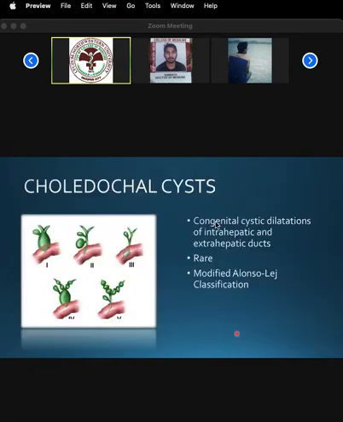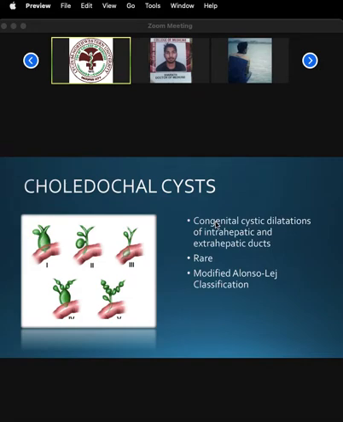Then we have your choledochal cysts, or these are congenital cystic dilatations of the intrahepatic and extrahepatic bile ducts. It is a rare condition, and we have different classifications, but the most commonly used would be your modified Alonso-Lami classification. The incidence is 1 out of 100,000 to 1 out of 150,000 population. Females outnumber males in terms of incidence by 8 times.